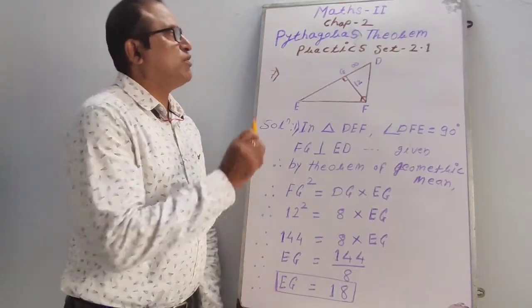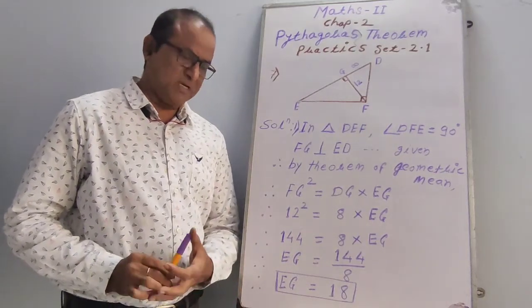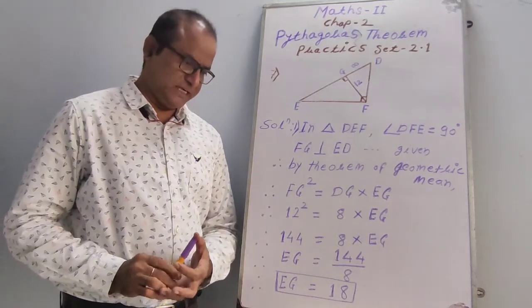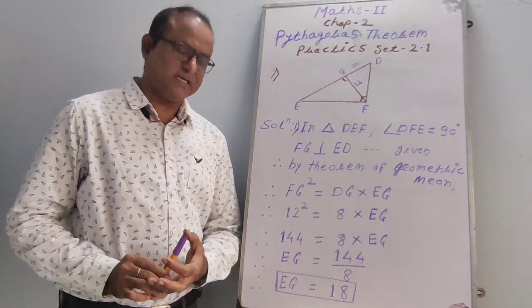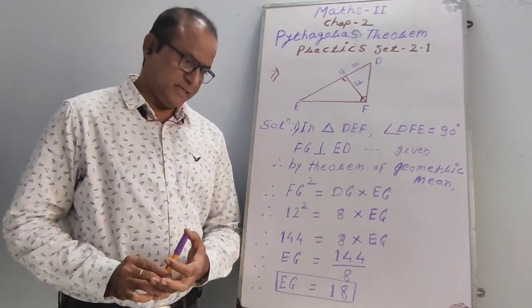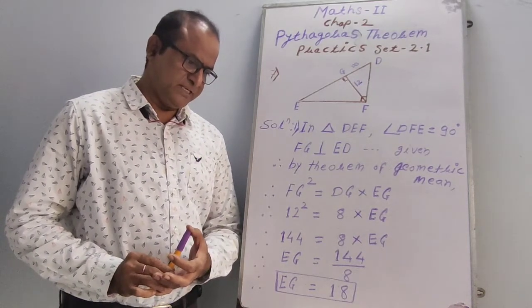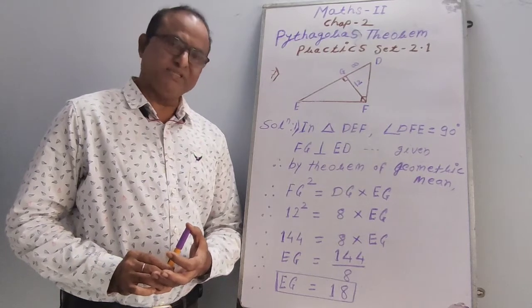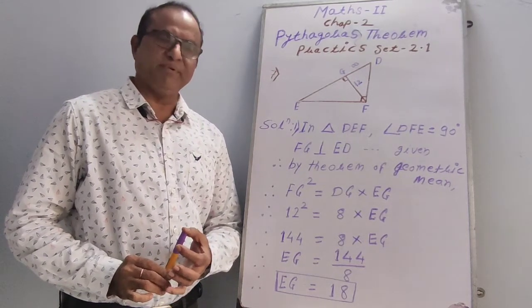Practice set 2.1, example number 7. I am reading example number 7. You listen to it carefully. In figure, angle DFE is equal to 90 degree. FG perpendicular to ED. If GD is equal to 8, FG is equal to 12. Find EG, FD and EF.